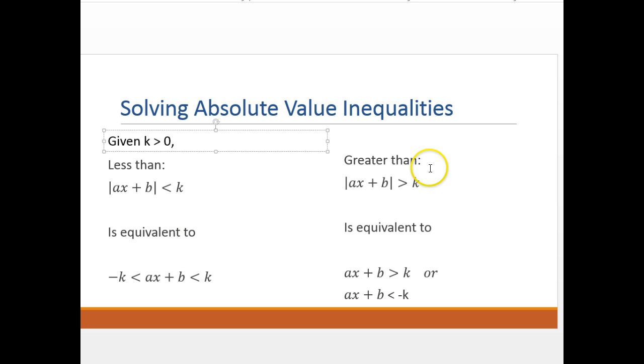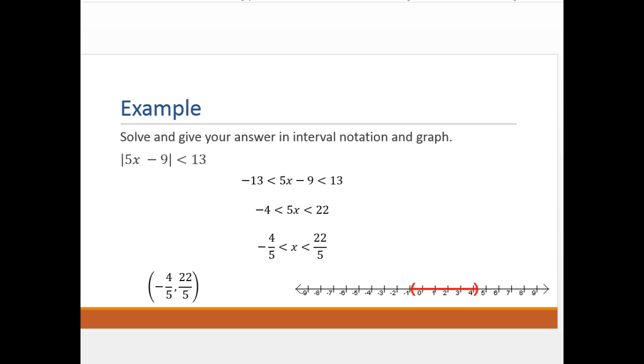If I have greater than, if I have the absolute value of ax plus b is greater than k, this is equivalent to ax plus b is greater than k, or ax plus b is less than negative k. Let's see how this works with the less than first.